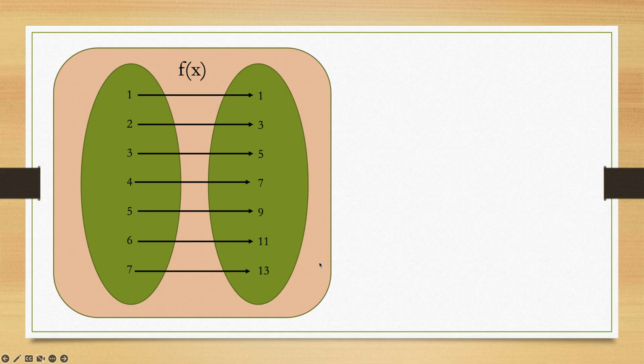Anybody think of what this function might be? Yeah, if I did it as a function rule, it would be f of x or y, it's the same thing, equals 2x minus 1. Multiply the input by 2, subtract 1, and that gives you your output.